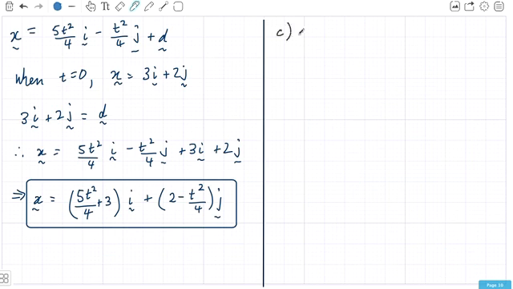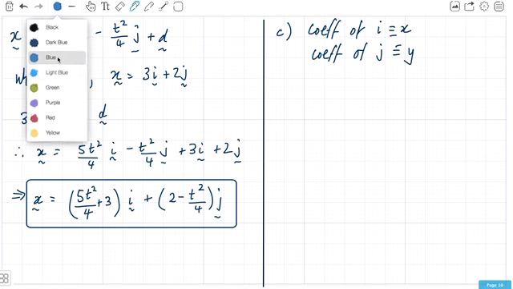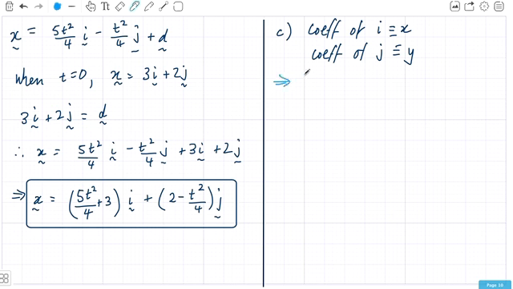Now remember that for Cartesian equations, our coefficient of i is x and our coefficient of j is y. Okay, so that's going to help us. We then need to take those coefficients and write y as a function of x. So first thing I know is that x equals 5t squared on 4 plus 3. I'm just going to rewrite that a little bit now.